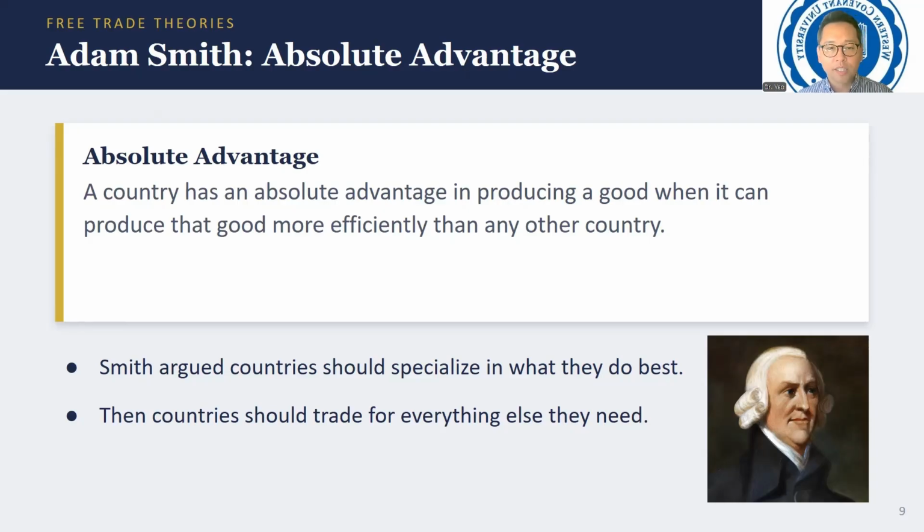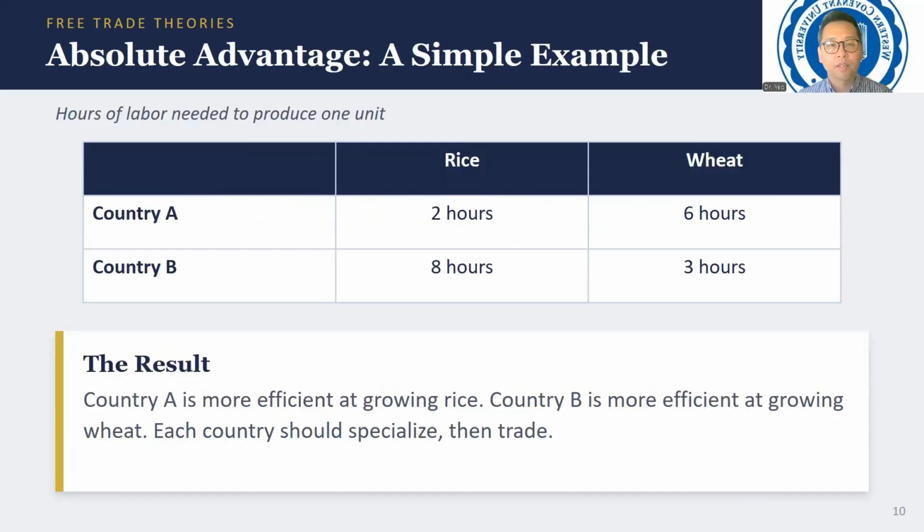Smith was saying that trade is not about winning and losing. Trade is about using the world's resources more wisely. Let us look at a simple example. Imagine two countries, country A and country B, and two goods, rice and wheat. The table shows how many hours of labor each country needs to produce 1 unit of each product.